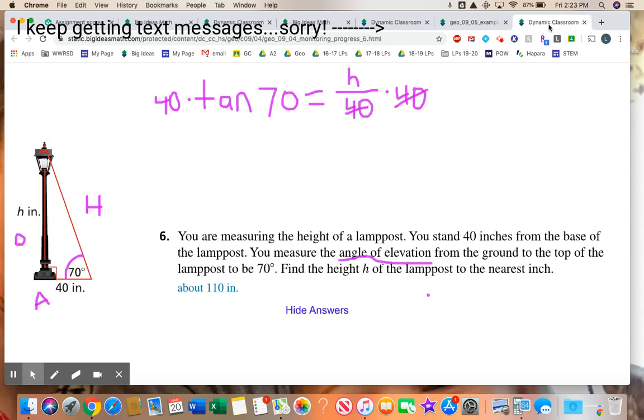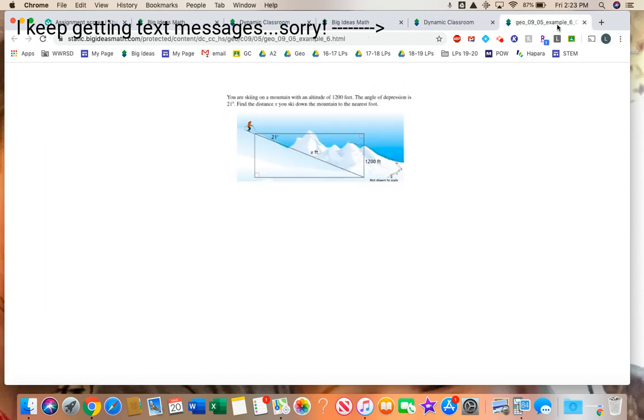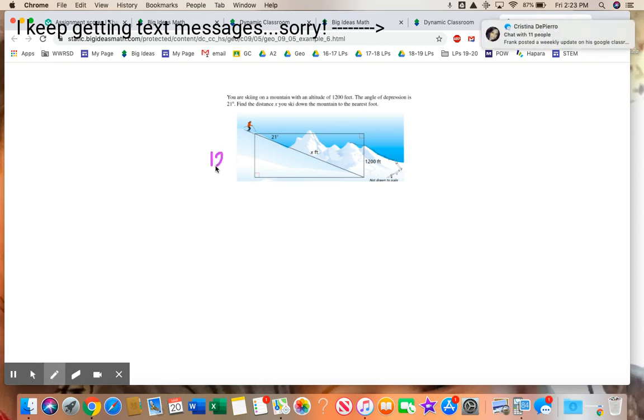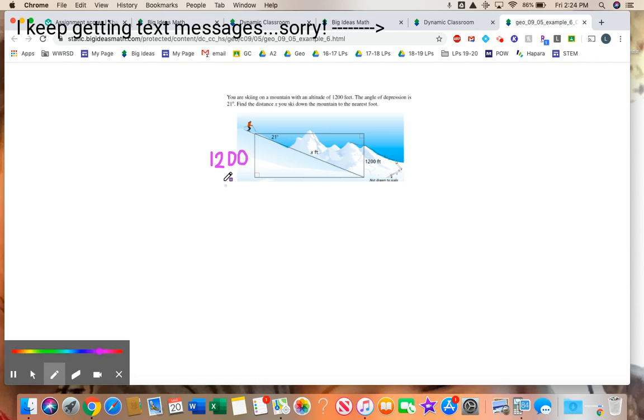To take a look at one last example, here we have a skiing person. It says you are skiing on a mountain with an altitude. Remember, right before we left, we talked a lot about the word altitude meaning height. The height is 1,200 feet, which means if your altitude is 1,200, you can really think about this value here would be the 1,200. If this side is 1,200, then so is this. So you'll see we have two right triangles going on here, and you have your option of what you want to work off of.